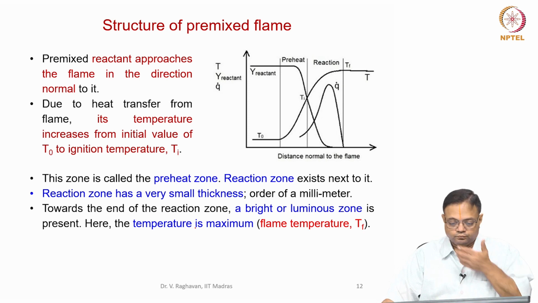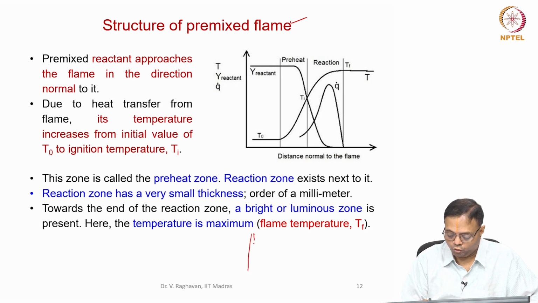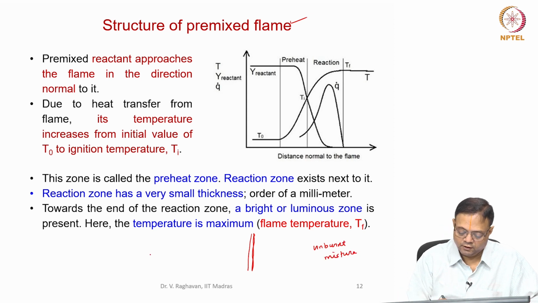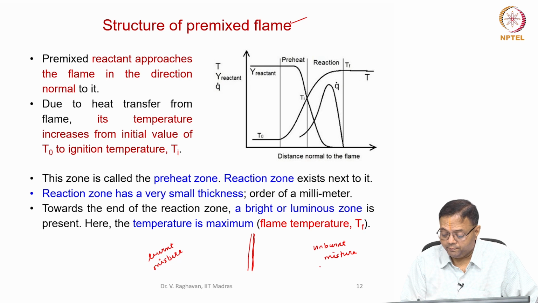Now we move on to the structure of a premixed flame. Structure is nothing but the profiles. See, for example, I have a flame zone, a thin flame zone, which is propagating through the mixture. So, this is the unburnt mixture, and this is burnt. Now, when I go from the unburnt mixture, the temperatures are low. So, this is T0, the temperature of the unburnt mixture.